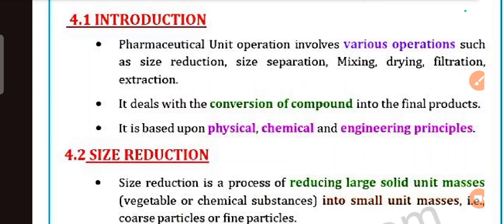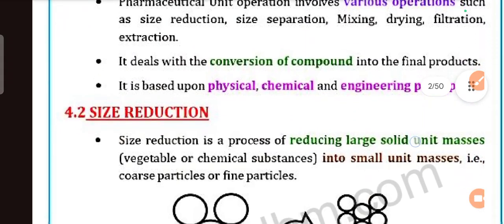Pharmaceutical unit operation involves various operations such as size reduction, size separation, mixing, drying, filtration, extraction. Next point, it deals with the conversion of compound into the final products. Point third, it is based upon physical, chemical, and engineering principles.